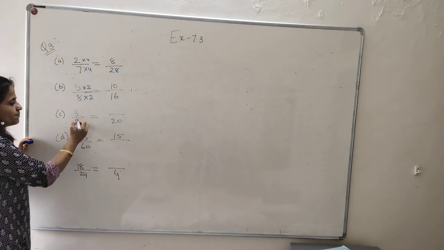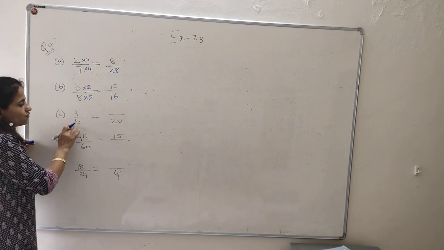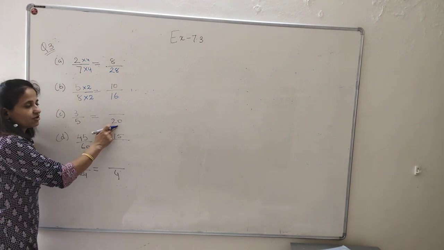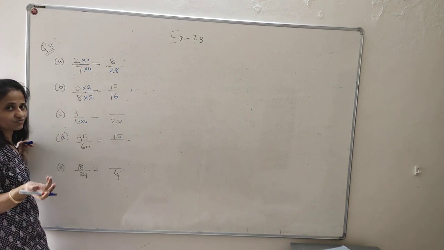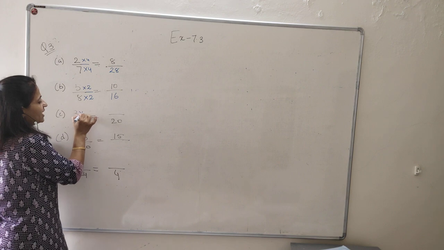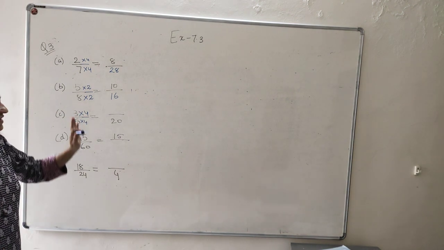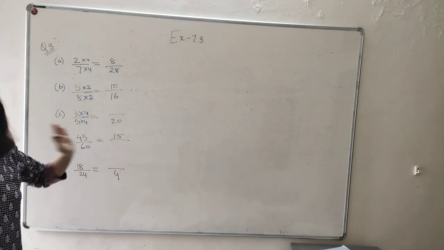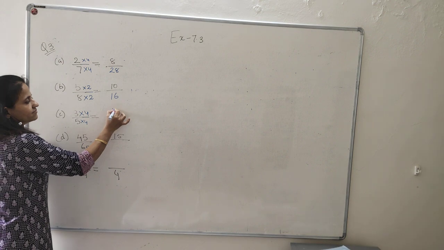Same way, 3 upon 5, I want to make the denominator 20. Now what should I do to 5 to make it 20? Definitely I multiply with 4. 5 4s are 20. If I multiply the denominator with 4, I have to multiply the numerator with 4 only. Whatever I do with the numerator, the same thing has to be repeated with the denominator. So 3 4s will become 12.